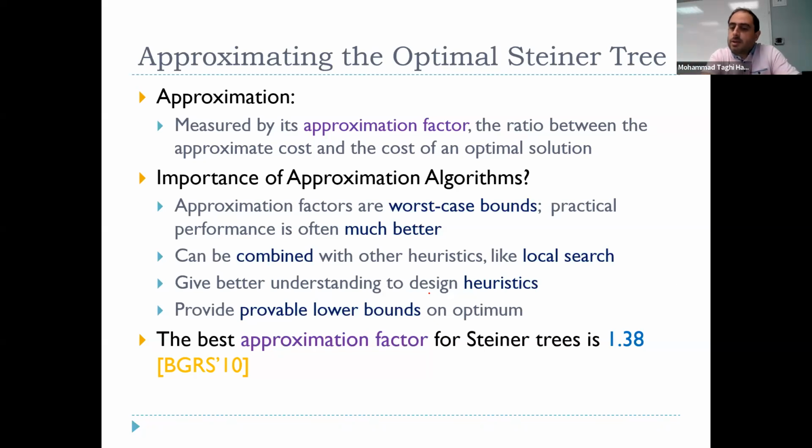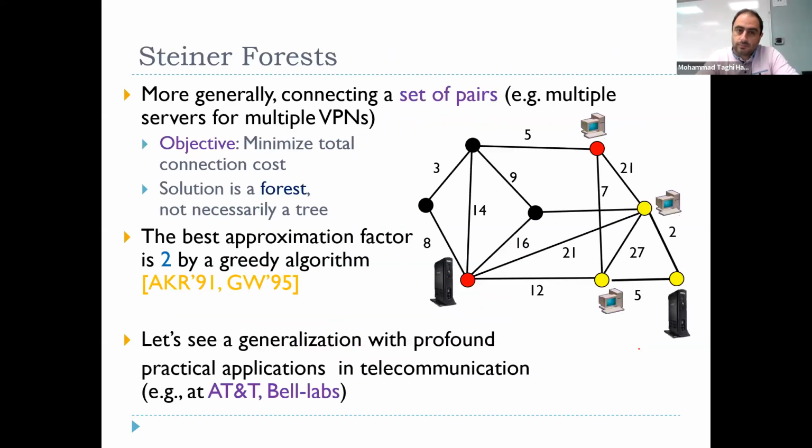The best, as I mentioned, this simple algorithm, just taking essentially metric completion on terminal nodes and finding a minimum spanning tree there, it gives 2 approximation, while the best one is 1.38. And this is like the one that got, I think, the best paper award in like 2010. So that's for Steiner tree. Now, let's go to the next one, Steiner forest.